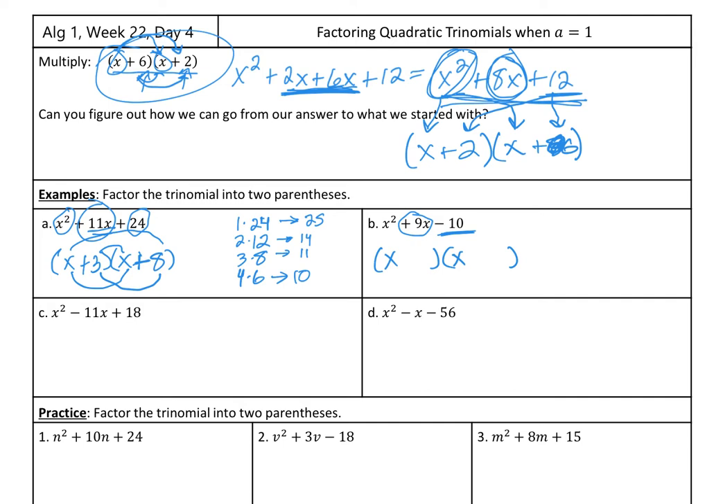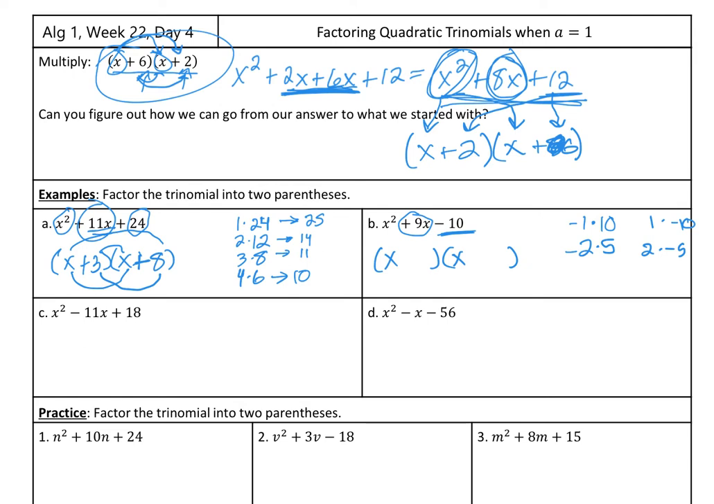We could say, okay, well, if it was positive, 1 times 10, 2 times 5, and then we could try to add in negatives to make it work. Or you could make a list that has a single negative in each spot. So negative 1 times 10 or 1 times negative 10, negative 2 times 5 or 2 times negative 5. Those are all the options of how we can get a negative 10. We want to pick the numbers that when you add them together give us 9.